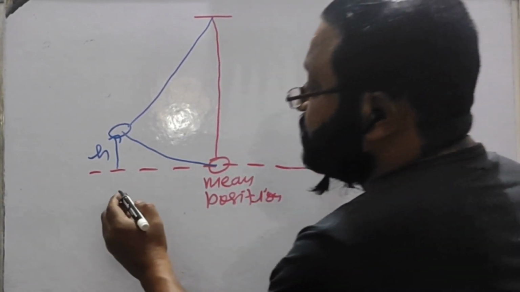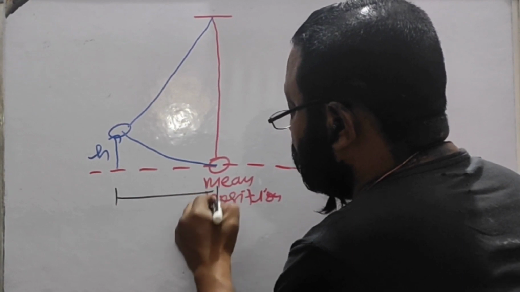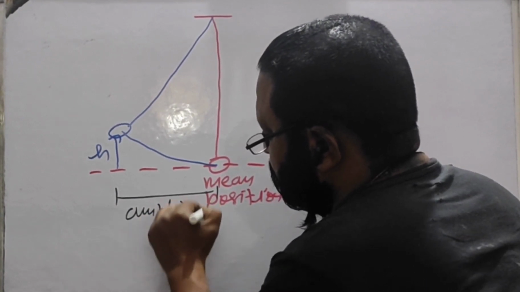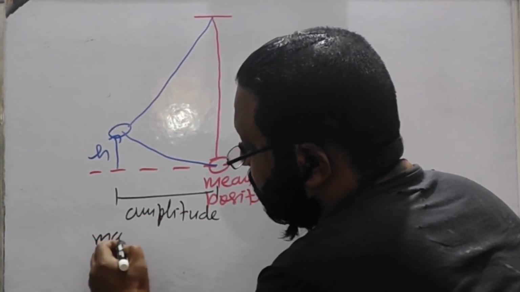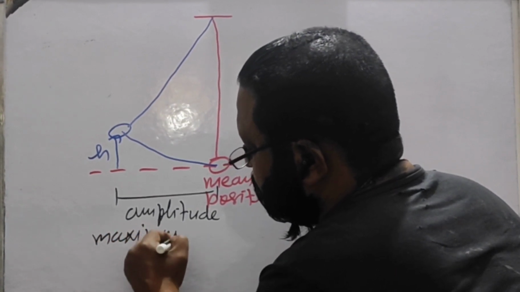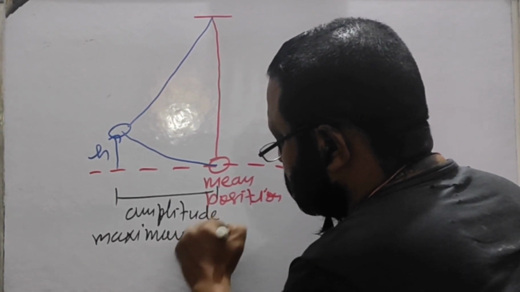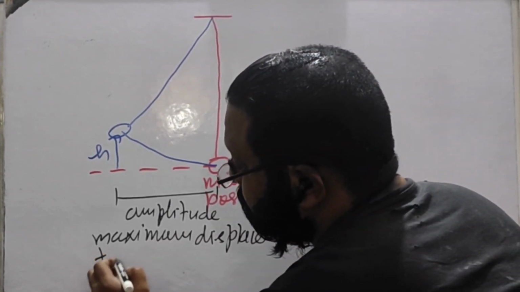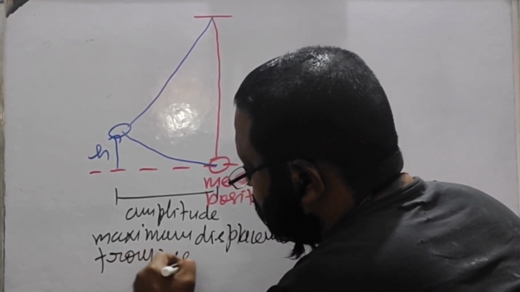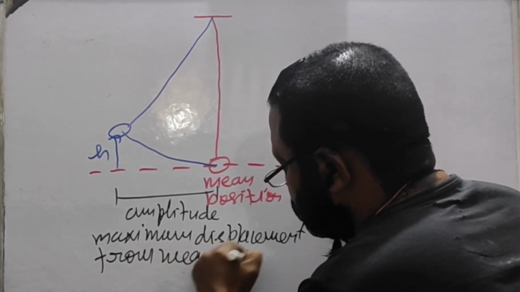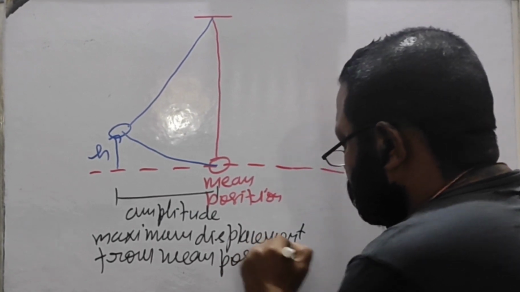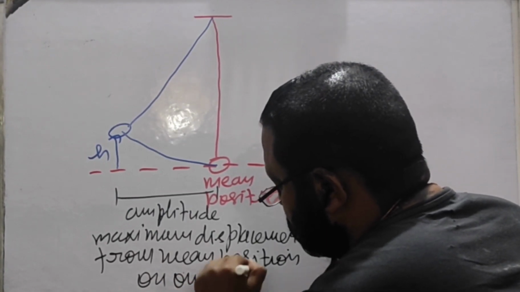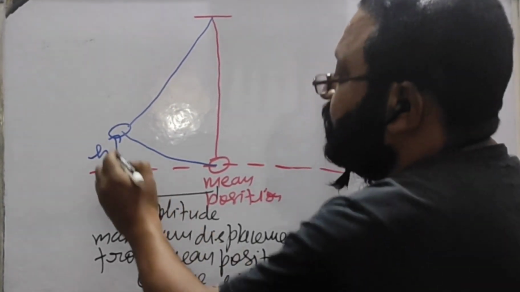Amplitude is the maximum displacement from the mean position on one side. This is known as amplitude. And this is height h.